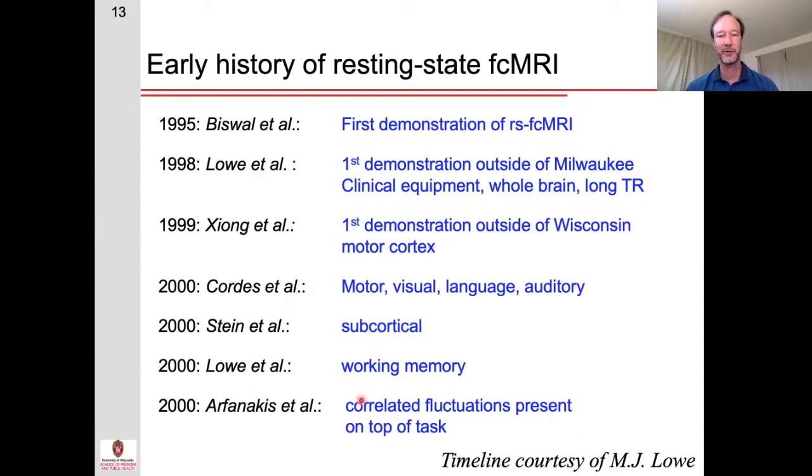And then there was a lot of other great follow-up work showing that it's not just motor cortex, there's other networks that we can see with these resting state functional connectivity. And in fact, these fluctuations are even present on top of the task. What's interesting is that if you look at the first 10 publications of resting state functional connectivity, 9 of them come from Wisconsin. I put Mark Lowe's as in Indiana in parentheses because while he was in Indiana when the paper came out, this was actually research he performed while he was here at University of Wisconsin. So quite a nice history of Wisconsin in this field of resting state functional connectivity.